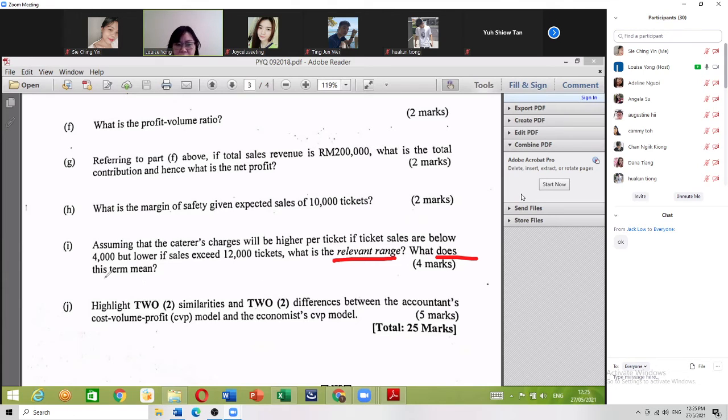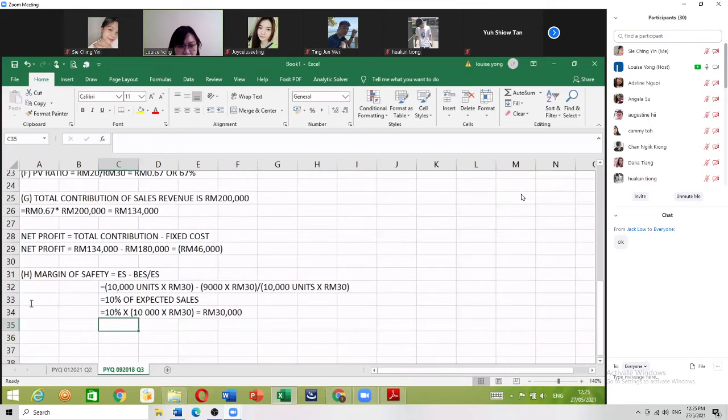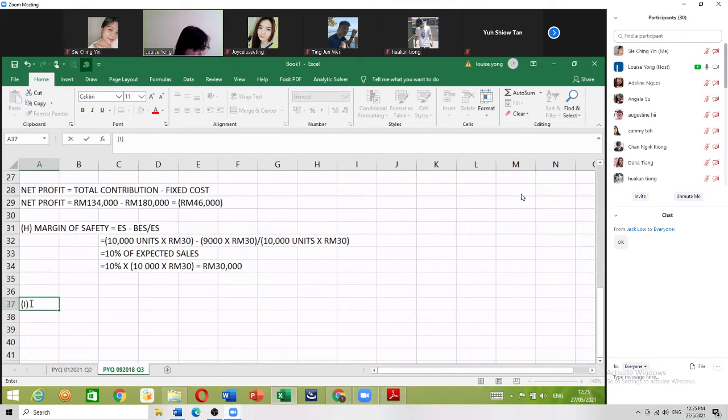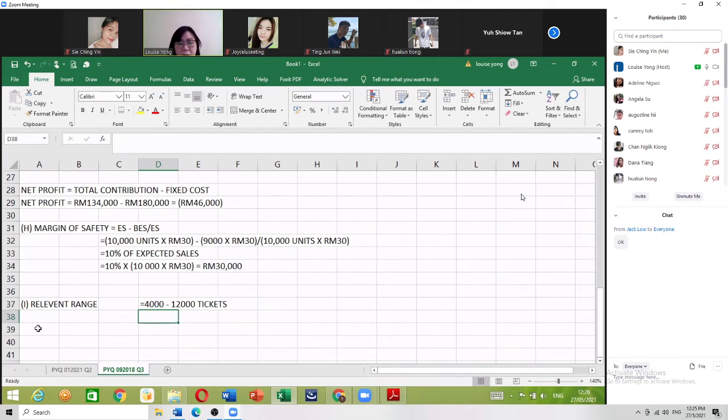So what is relevant range here? And what does this term mean? 什么是你的 relevant range? 你的 relevant range 是 between 4,000 to 12,000. So this is your relevant range. Okay, so your relevant range will be within 4,000 to 12,000 tickets. So what does this mean?